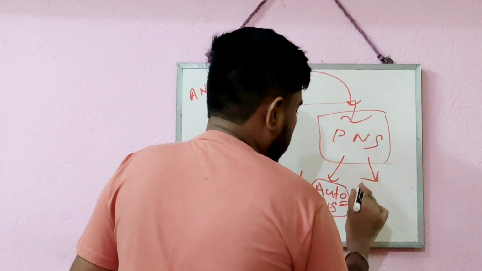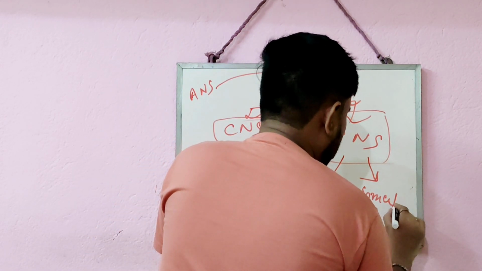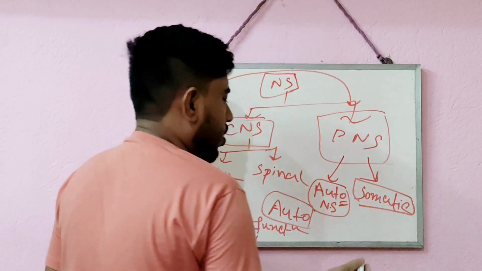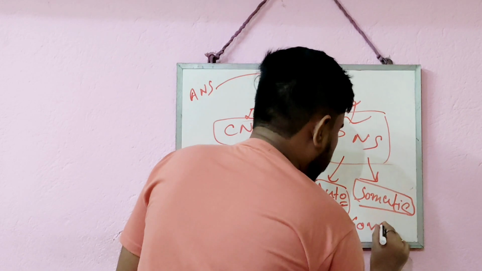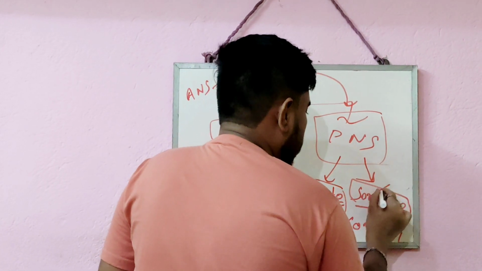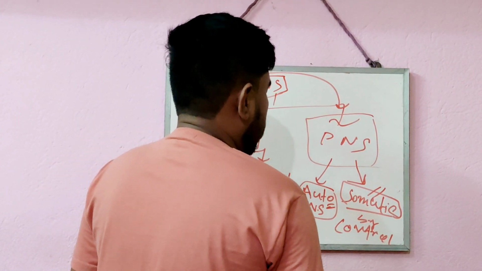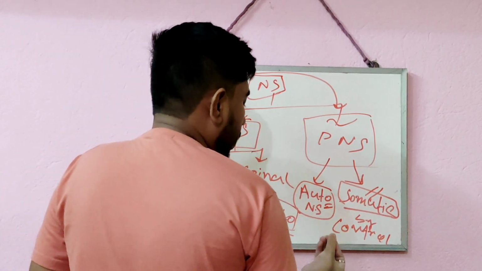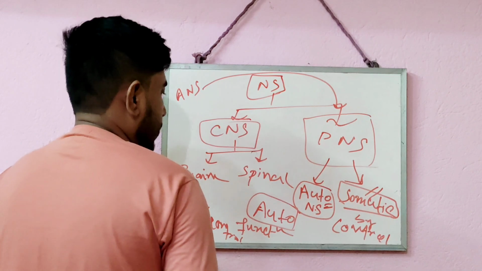Another classification of PNS is the somatic nervous system. The somatic nervous system is the opposite of the autonomic nervous system. Here all the responses and functions can be controlled by us. That means if we want, then only the somatic nervous system will work, otherwise it will not work and will stay inactive. Only when we want, by our own control, can we control the somatic nervous system.